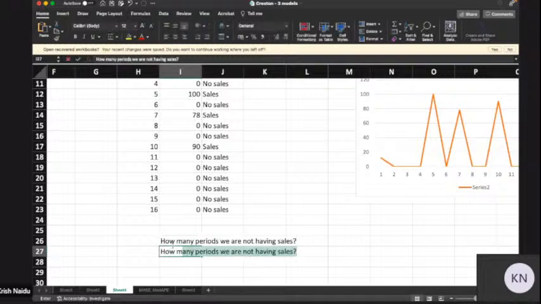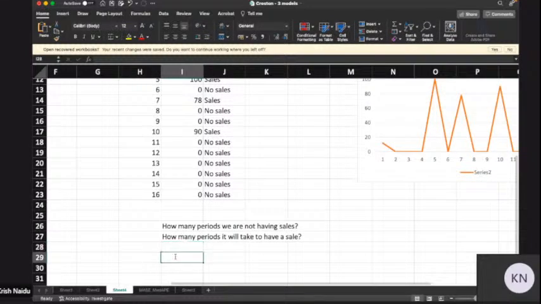Or how many periods it will take to have a sale. Either way, we have to predict one of them. The second thing is, if there is a sale, how much is that? In the normal forecasting methods, we do prediction only for volume.